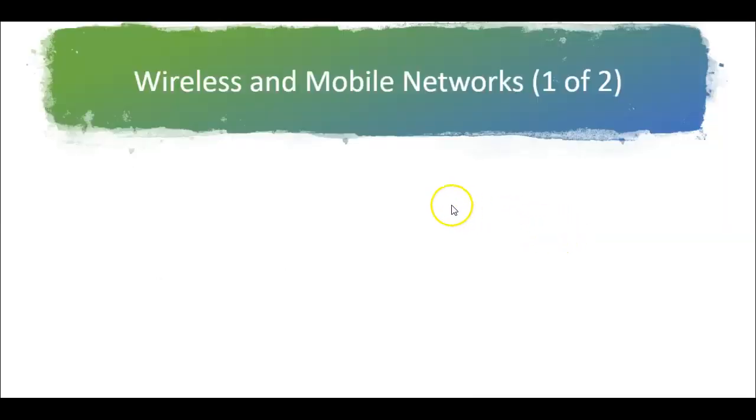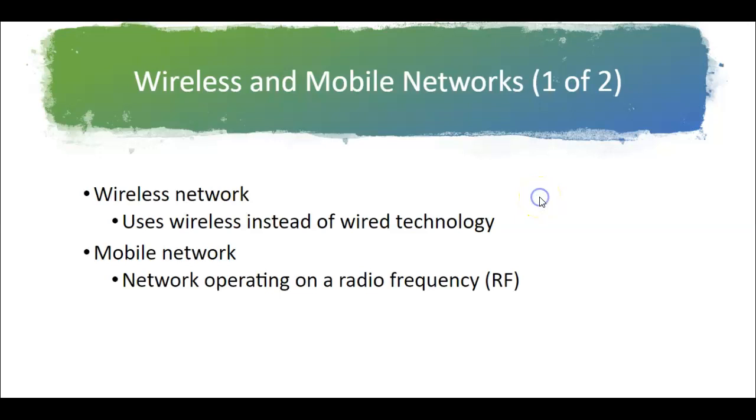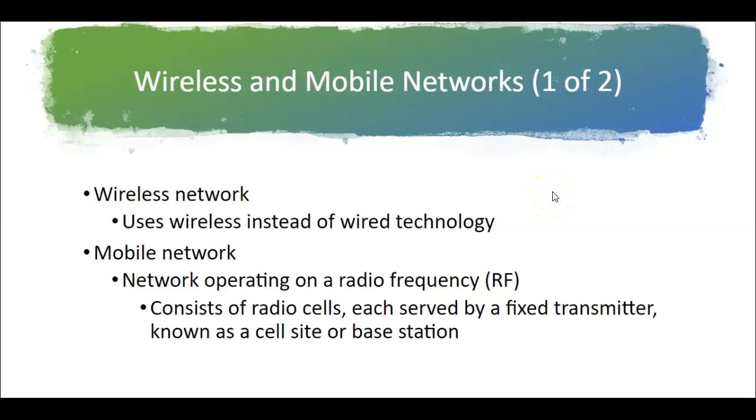Okay, wireless and mobile networks. A wireless network uses wireless instead of wired technology. A mobile network is a network operating on a radio frequency, or RF. It consists of radio cells, each served by a fixed transmitter known as a cell site or base station.